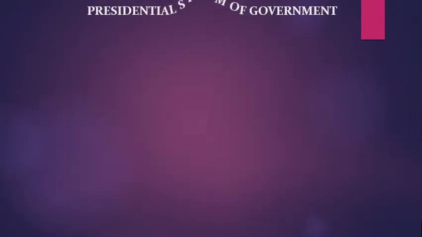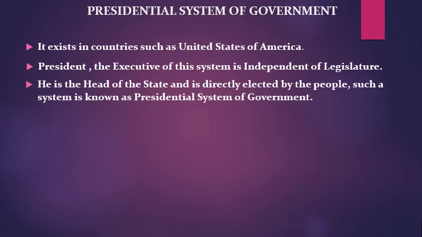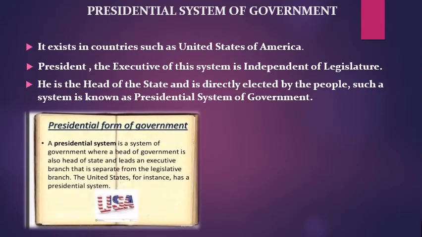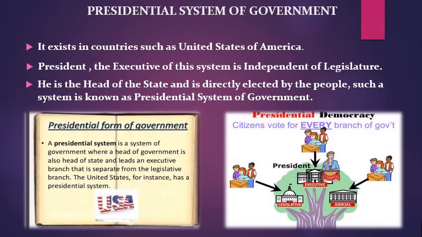Let us study about presidential system of government. Presidential system of government is different from the parliamentary form. The United States of America has adopted the presidential system of government. In this system, the president is the executive and is independent of the legislature, and as the head of the state is directly elected by the people. Such a system is known as a presidential system of government.